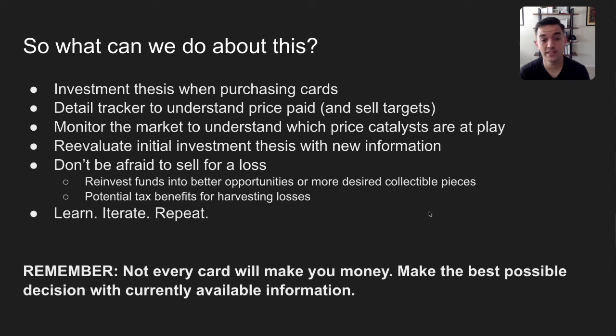I think it's also really important to have a detailed tracker to understand what price you pay, what your sell target is, and profit margins, things like that. I think it's really important to know, at any given time, here's what I paid for this card, here's what the market says it is, and then thinking about what is a price that I would be willing to sell this card at. And then along with that, monitoring the market, understanding new information, which price catalysts are in play, which price catalysts are potentially on the horizon, and then reevaluating that initial investment thesis with all of this new information to say, should I still be holding this card, or is the current market price the highest that I think I could probably get in the near term?